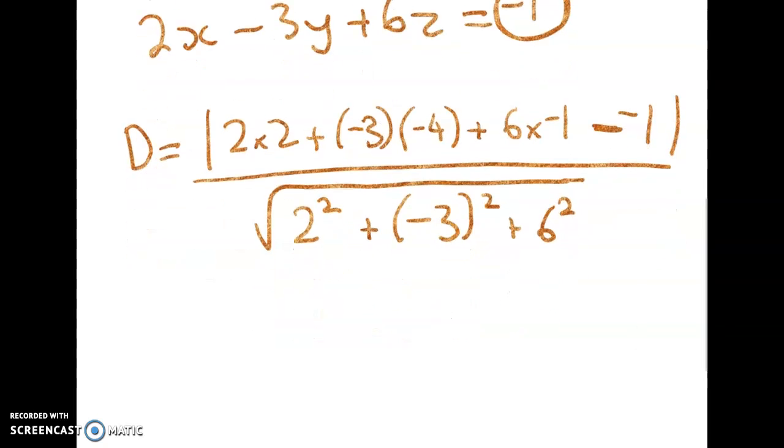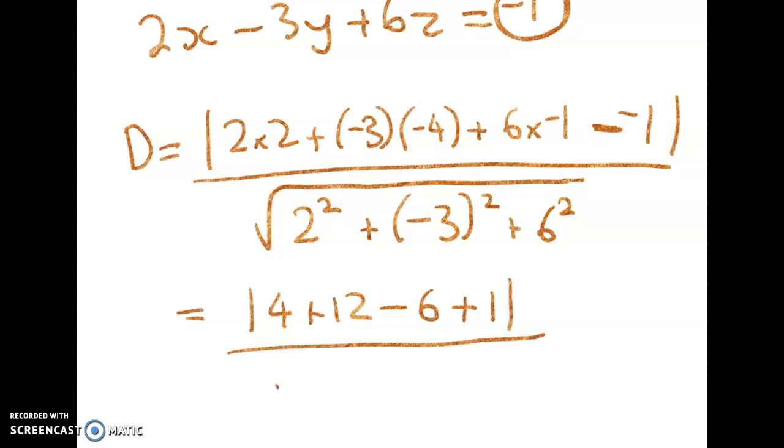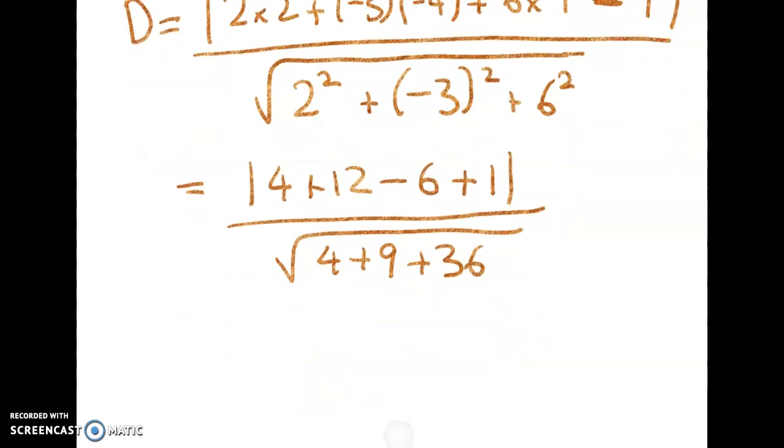So let's see what that gives us. We'll see if they work out to be nice numbers. We've got 4 plus 12 minus 6 plus 1 over 4 plus 9 plus 36. So the denominator is nice because it's the square root of 49. The top line is 17 minus 6, so 11 over the square root of 49, which simplifies to give me 11 over 7. Okay, so that's how we find the distance between a point and a plane.